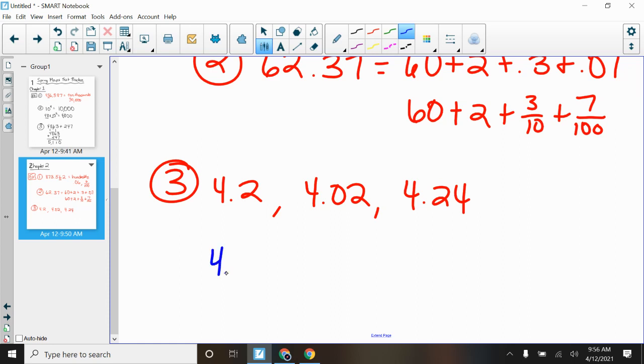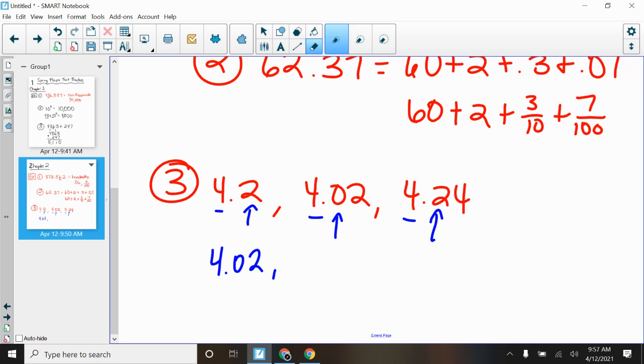4.02. Thank you. 4.02. There might be people in the audience who thought 4.2 was the smallest because it didn't have as many digits. That's not how we order decimals. You got to look at each place's value. They each have a 4. So obviously that didn't give us any help. So then I had to move to the next largest place, which was this place. This one has a 2. This one has a 0. This one has a 2. So obviously the one with the 0 is going to be smaller than the ones that have 2s. So that's why 4.02 was absolutely the smallest.